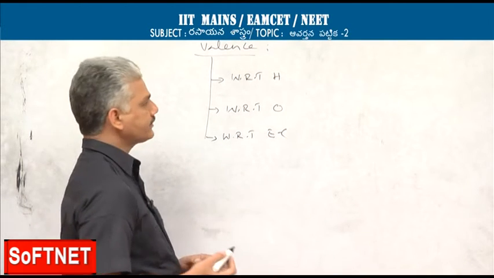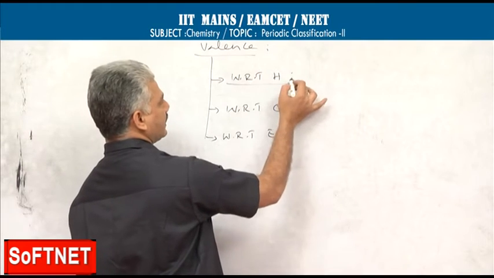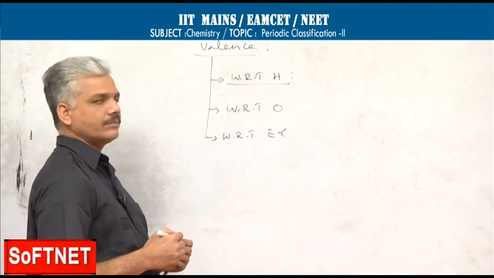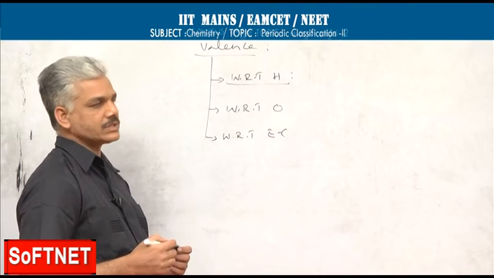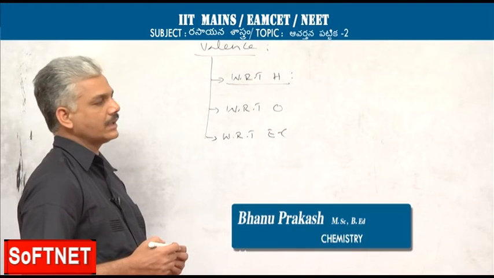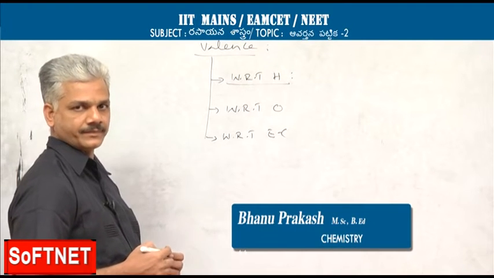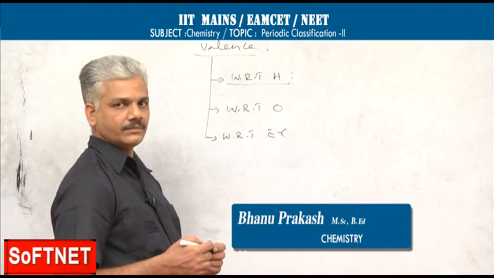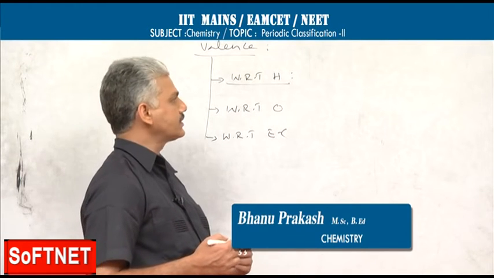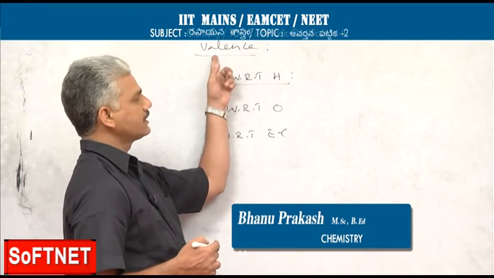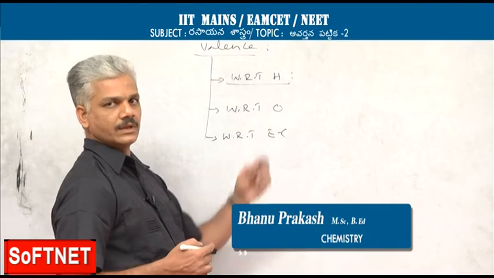With respect to hydrogen, valency is defined as the number of hydrogen atoms with which one atom of an element combines to form a stable hydride. That number is taken as valency with respect to hydrogen.